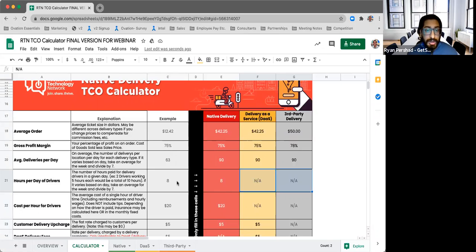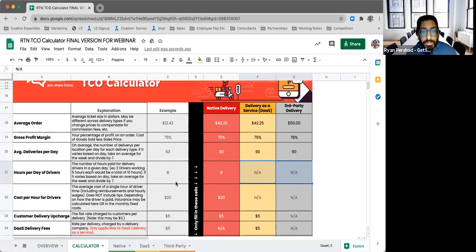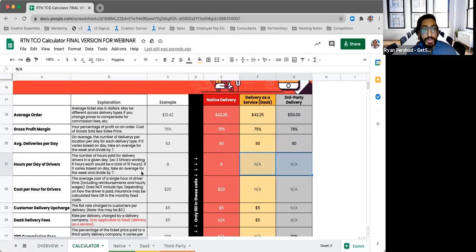that for native delivery. As you can see here in the explanation, the way you want to do this, again, this is on a daily basis. We can extrapolate these at the bottom of the model. But, do you have 2 drivers working 8-hour shifts? That would be 16. Do you have 3 drivers working 8-hour shifts? 24. And then in our model here, we're just looking at 1 driver, 1 shift, 8 hours.